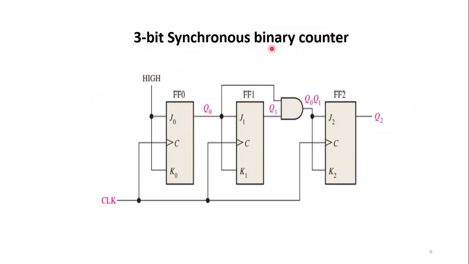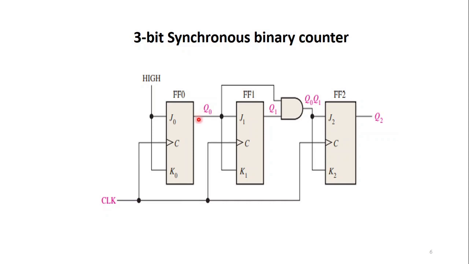This shows the design of a 3-bit synchronous binary counter. The clock signal is applied simultaneously to all the flip-flops, flip-flop 0, flip-flop 1 and flip-flop 2. The external input high is connected to the J and K inputs of the first flip-flop. Q0, the output of the first flip-flop, changes on each clock pulse as the counter progresses from its original state to its final state and then back to its original state.